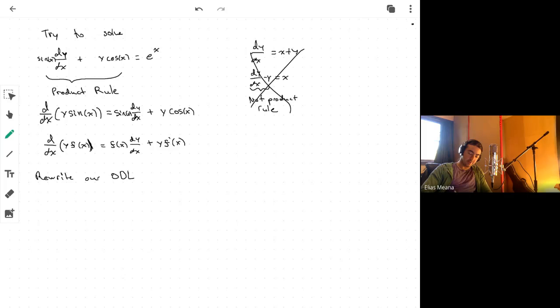So I don't have to rewrite the whole thing, although it may have been just the same amount of characters to write down that sentence, right? So we're going to rewrite our ODE as d by dx of y sine of x equals e to the x. Whenever we've got a derivative with respect to x on the left side and a function of x on the right side, we can integrate, right? We can integrate this very easily. So we're going to just plop on an integral.